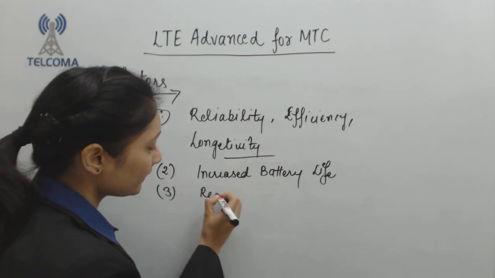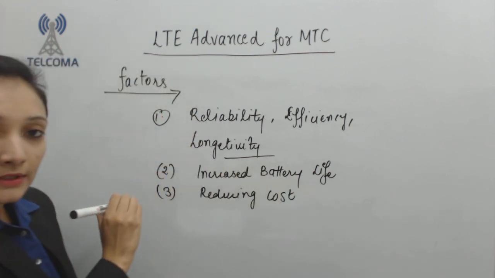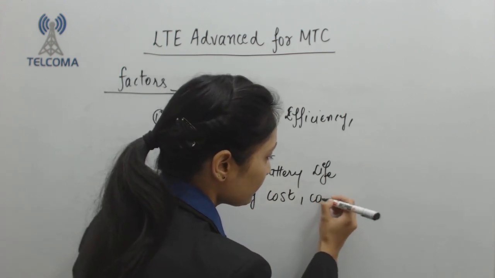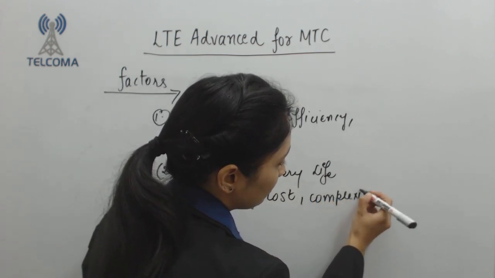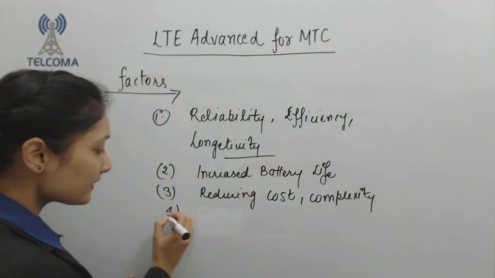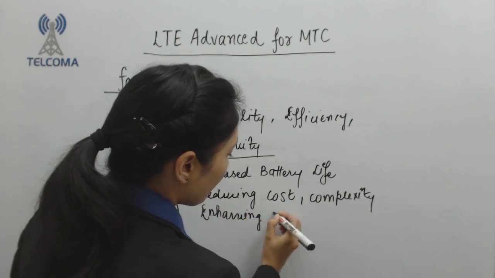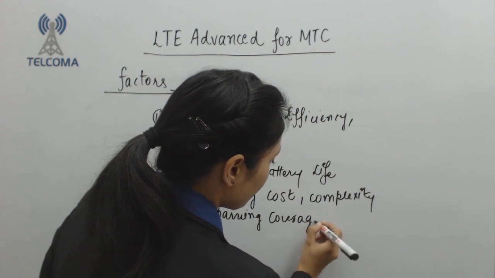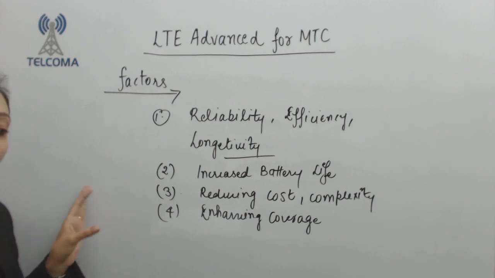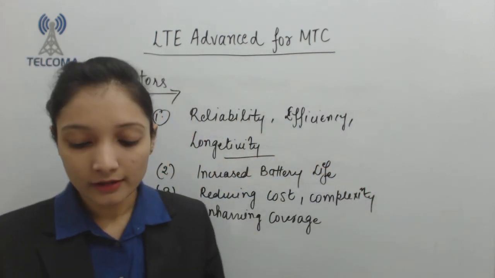Cost is an important factor here. So we are reducing the cost and also reducing the complexity, and simultaneously with that we are enhancing the coverage. Now we have studied that we are enhancing this coverage up to 20 dB in our GSM systems which are used for this IoT, and the narrowband LTE which is also increasing the coverage.